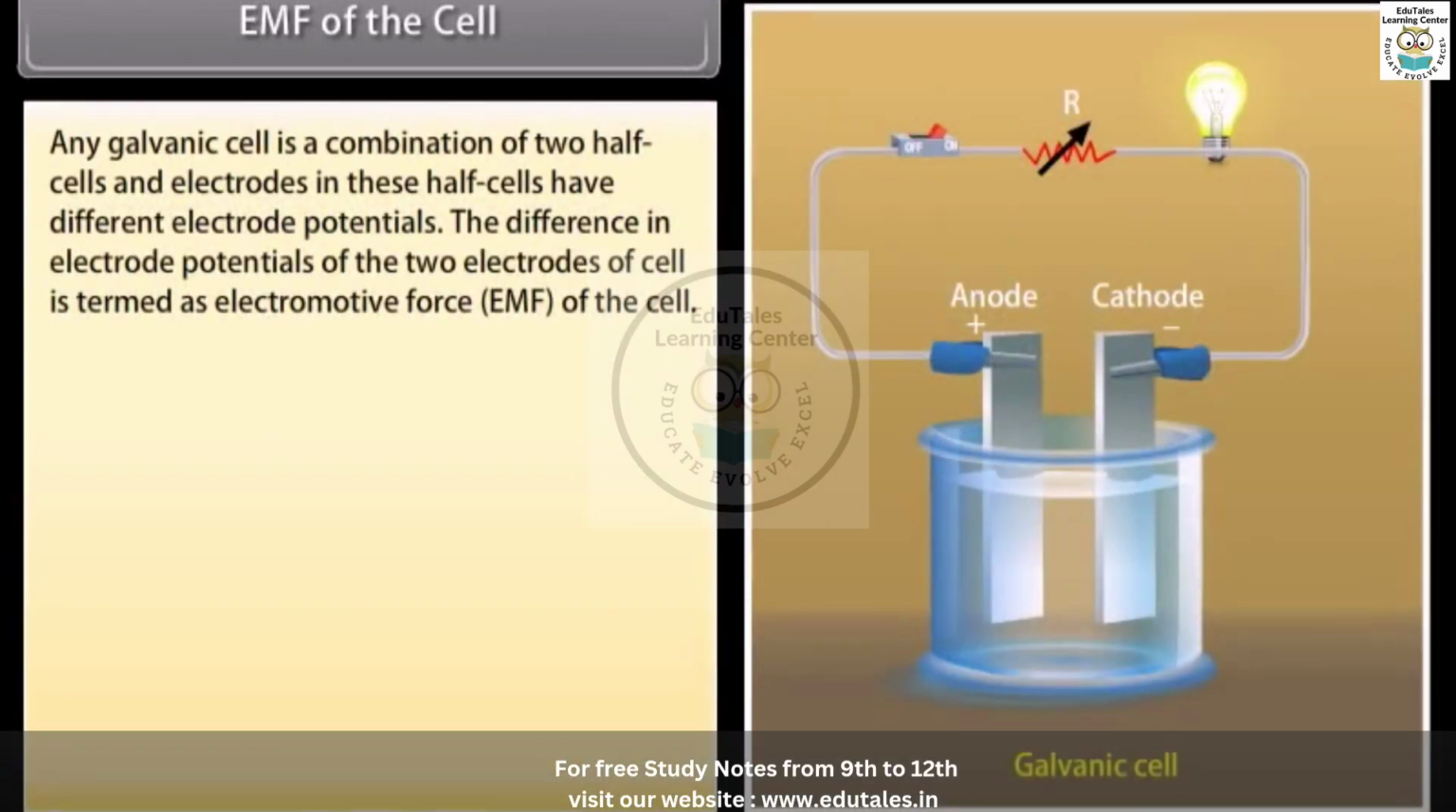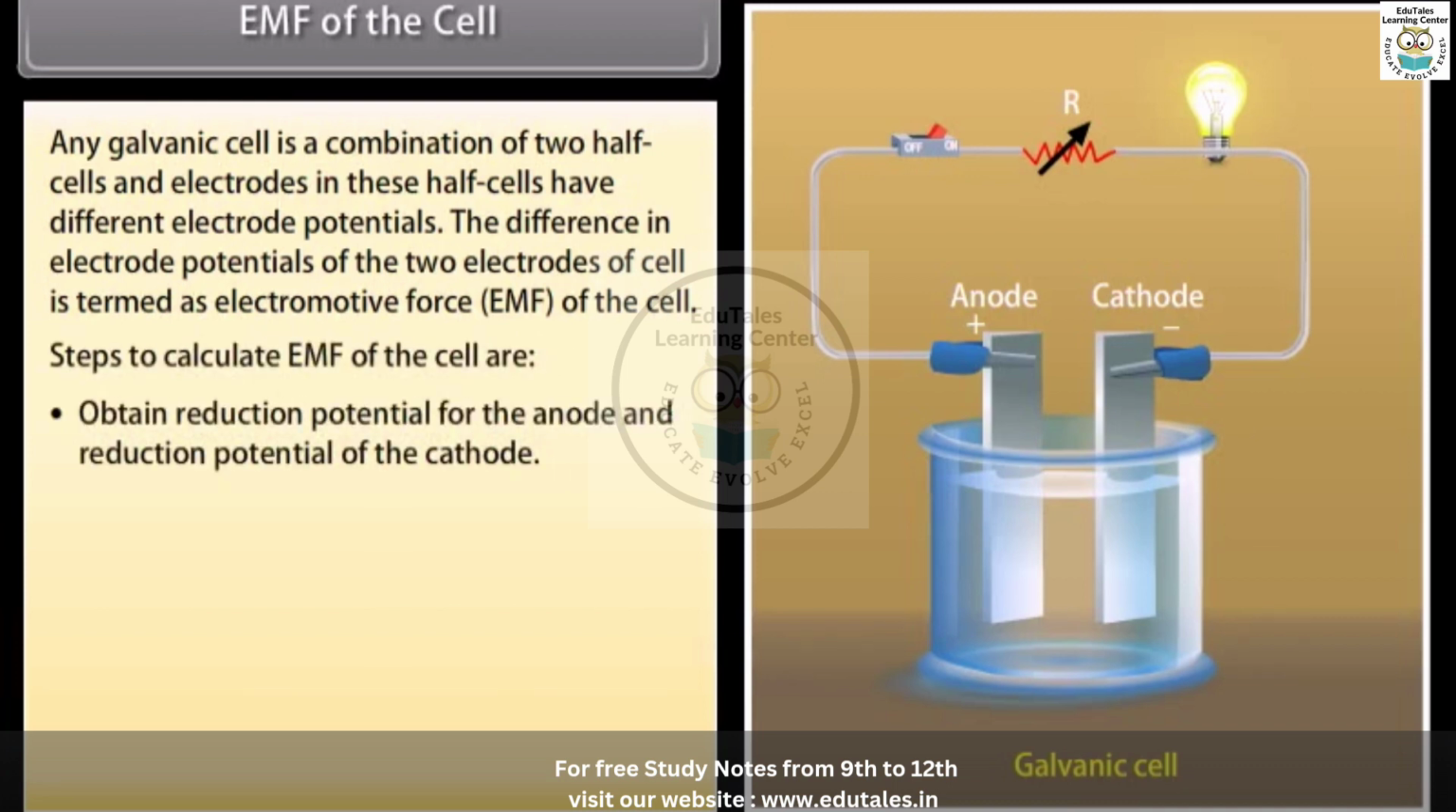EMF of the cell. Any galvanic cell is a combination of two half cells, and electrodes in these half cells have different electrode potentials. The difference in electrode potentials of the two electrodes of the cell is termed as electromotive force of the cell.